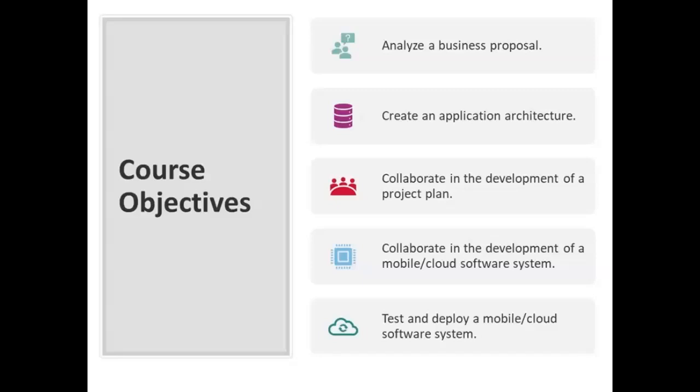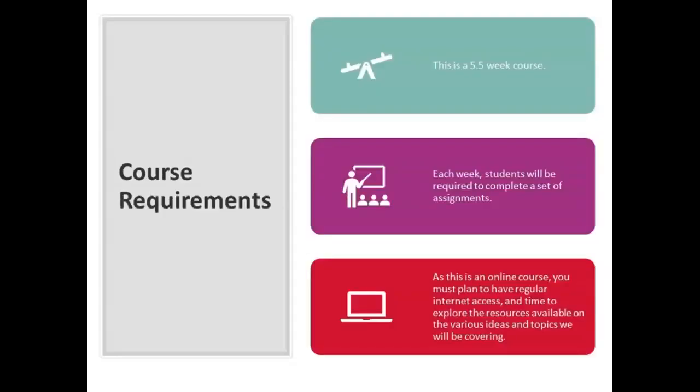Okay, so these are the course objectives, and pretty much every week you will do a little bit of all of this. The first week, obviously, is when you're going to be deciding on what you're going to do, and the rest is you're going to be developing it and testing it. And it's 5.5 weeks. So, again, watch your time.